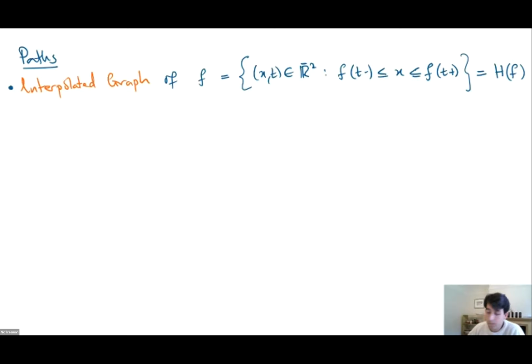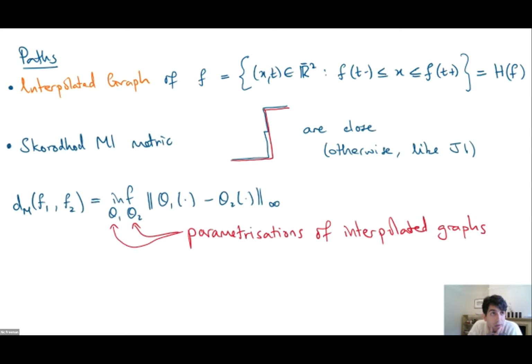Now the metric on paths is a Skorokhod metric, but it's the M1 metric, and I'll say why a bit later on. So this is very, very similar to the usual J1 metric that we're all familiar with. The only difference, it's slightly weaker.